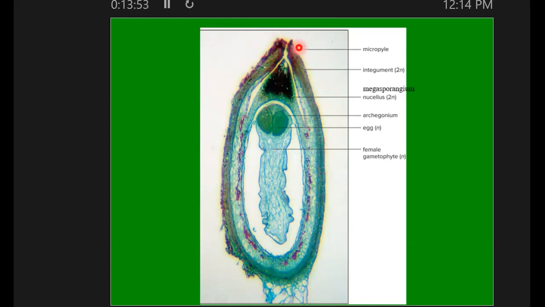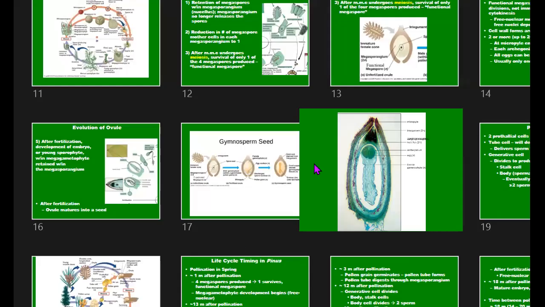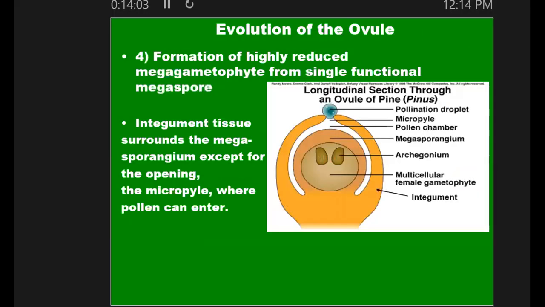So I would like you to know the anatomy, okay? The anatomy of a seed, like on this slide. And also looking at this idea with a mature ovule. I'd like you to know the anatomy and be able to identify the different parts of it, okay? Questions on the ovule or the seed idea?